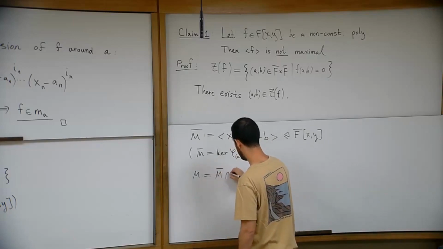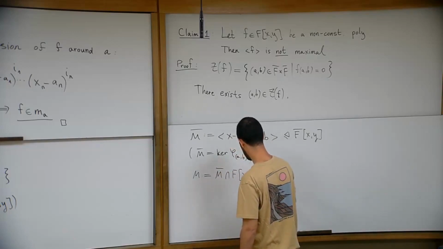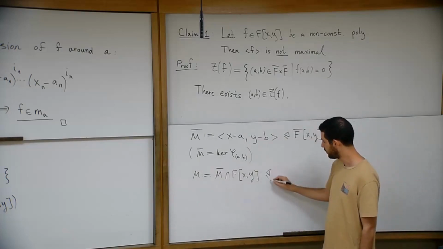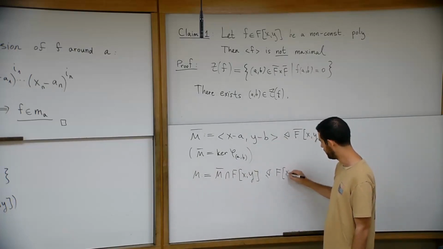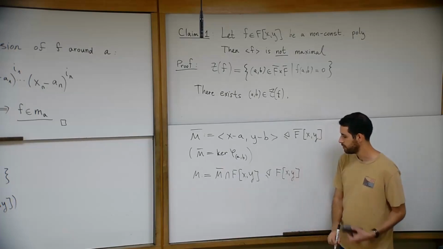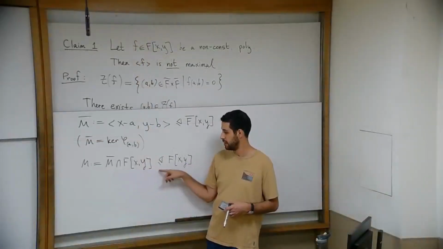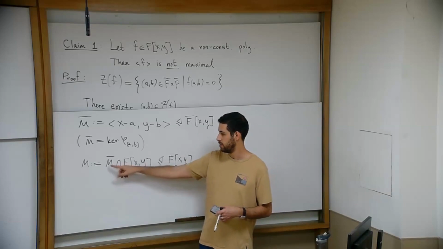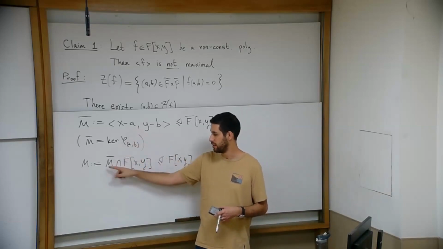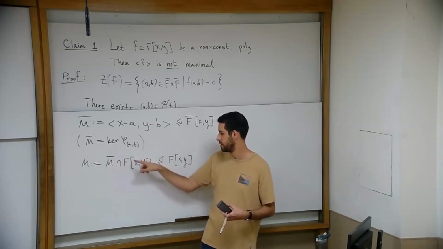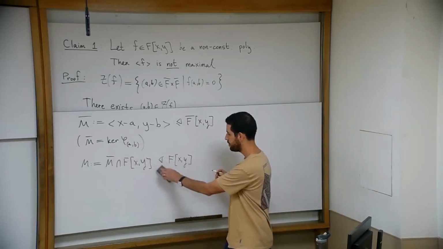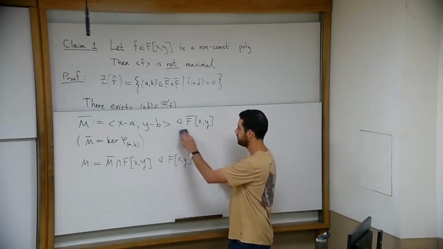We consider the intersection, and it's not hard to show that this is an ideal of F[x,y]. It's not hard to verify that this is indeed an ideal, and in fact a proper ideal, because M bar is proper. For example, 1 does not belong to M bar, so 1 does not belong here, so it's a proper ideal.